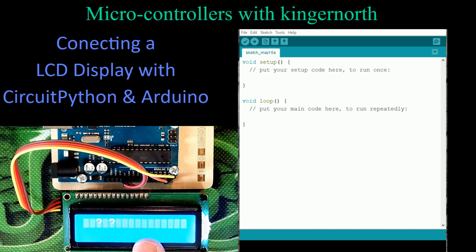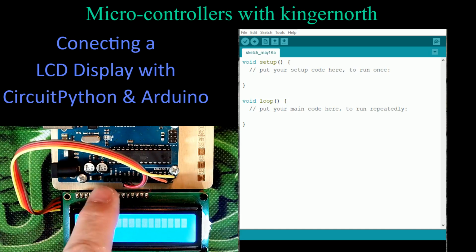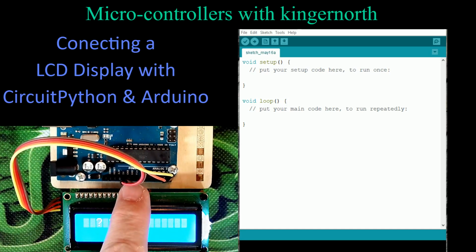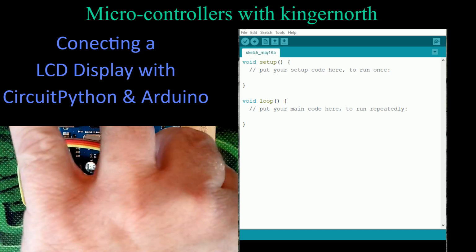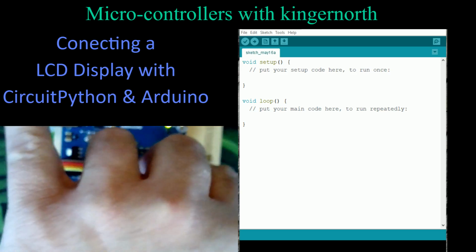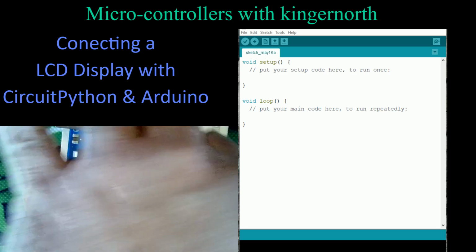So this is our LCD screen that we're going to be writing to. Basically, I have my 5 volts and my ground connected here to the 5 volts and ground pins. And again, there's the problem. Oh, one of my wires is loose.